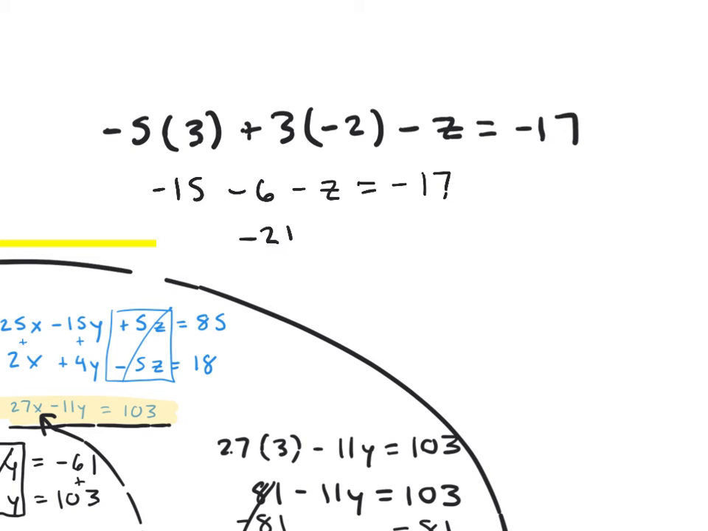What do we do next? Add 21. So negative z is equal to what's negative 17 plus 21? 4. And then, are we done? What do we do next? Just move the negative to the other side. So z is equal to negative 4. Now we have our x, our y, and our z, and we're done.